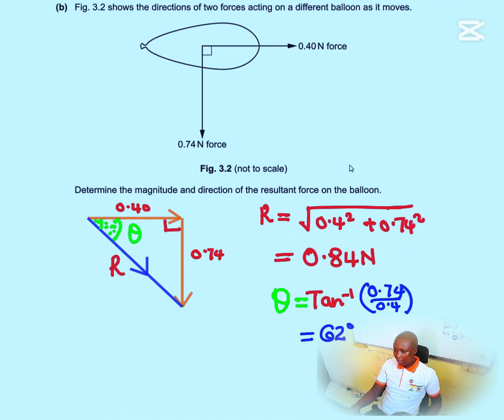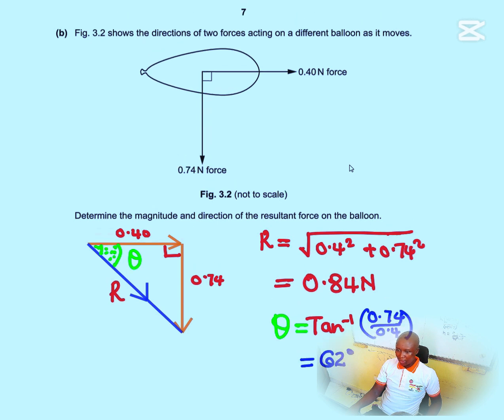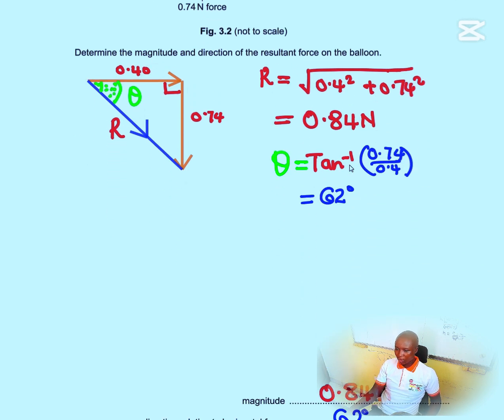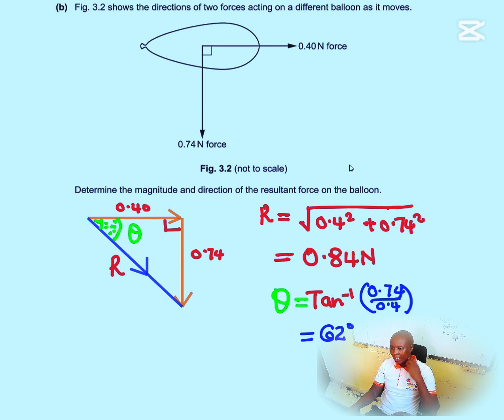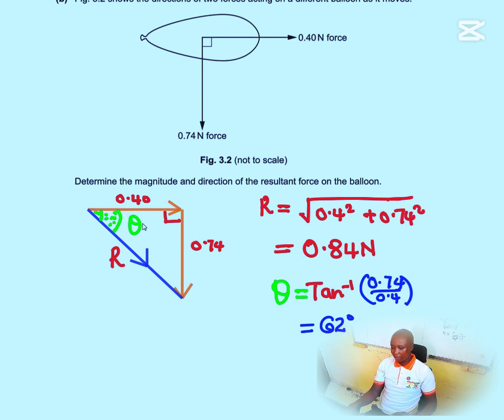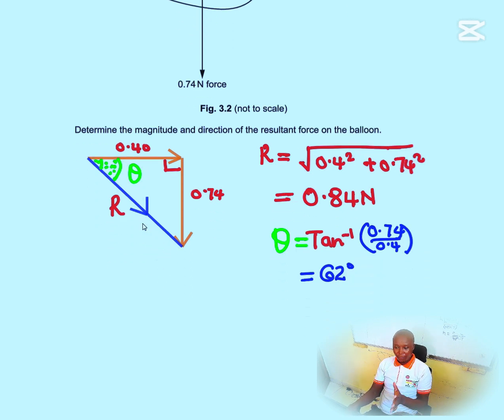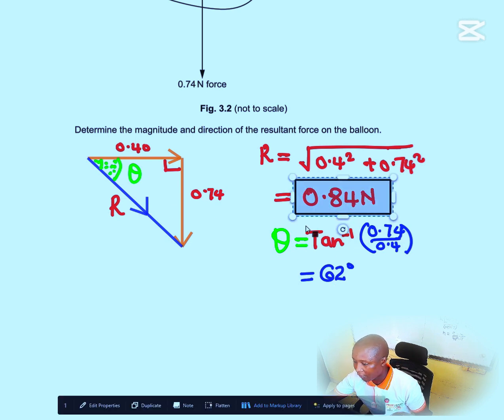Another concept that is key and important for you to remember is how to combine different forces that are acting on a body. What I did, basically, was move this force in front here so that I could work out the resultant force. When we have forces which are perpendicular, we use Pythagoras theorem, so the resultant force R is the square root of 0.4 squared plus 0.74 squared. Finding the square root of that, we get our answer as 0.84 newtons.